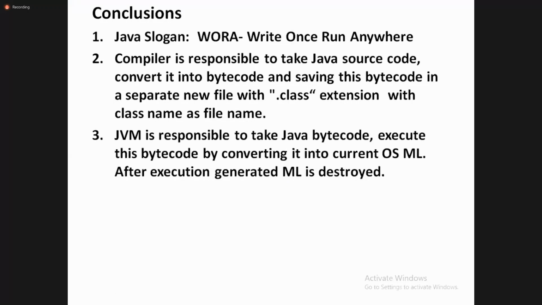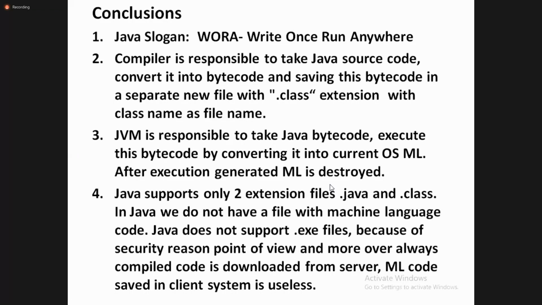Next, JVM is responsible to take Java bytecode and execute this bytecode by converting it into the current OS machine language. After execution, the generated machine language is destroyed. Next, Java supports only two extension files, .java and .class. In Java, we don't have a file with machine language code. Java doesn't support exe files.